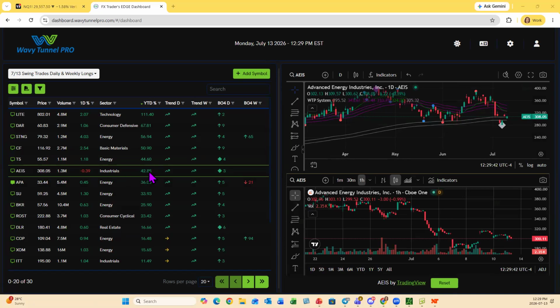It's up 42.85% for the year. There are options on it. It's 3 candles since we had the gray semaphore. 1, 2, 3. You can see that. So we haven't crossed above the filter yet. This is an expensive stock. We're down for the day, $8. Let's just have a look.